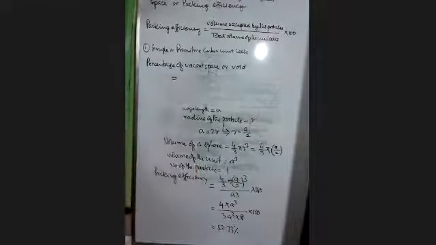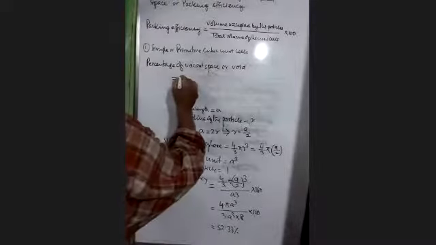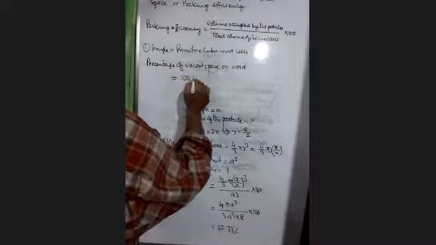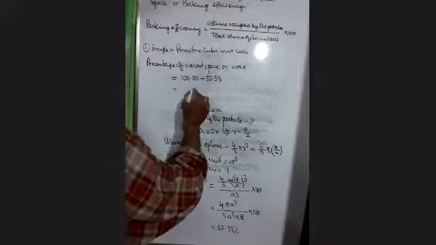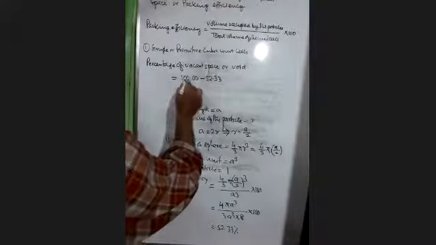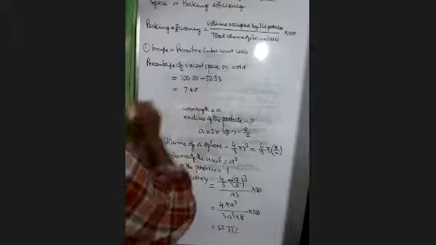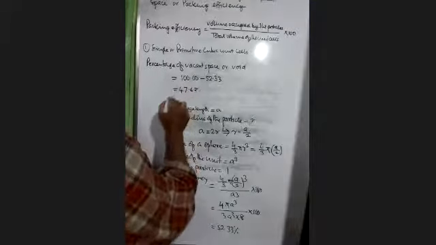So what will happen? If this much is occupied, the rest is unoccupied, then what should I write here? 100 minus 52.33. So how much will it come? See here, 7, 6, then from 9 it will go to 7. So this is the percentage of vacant space, or void.